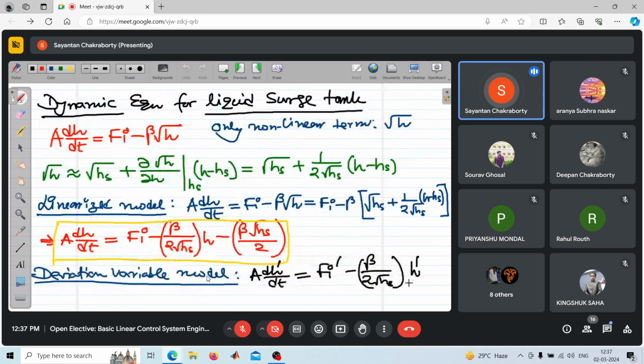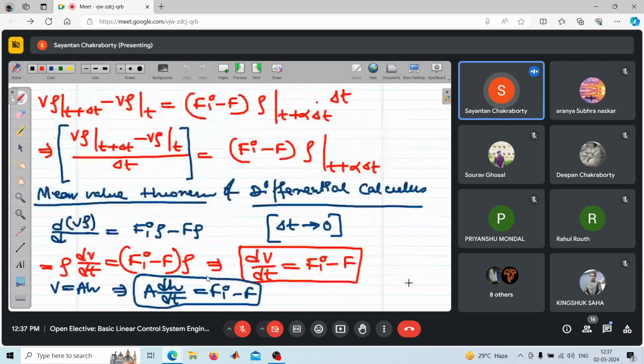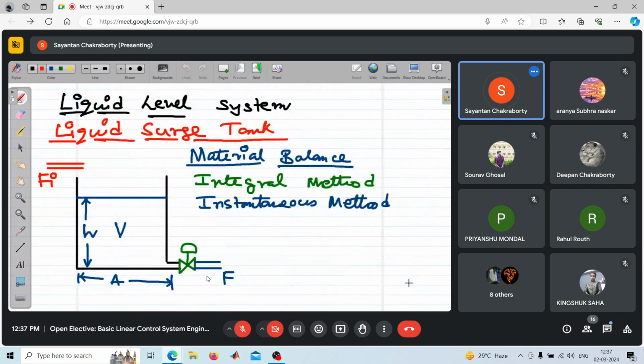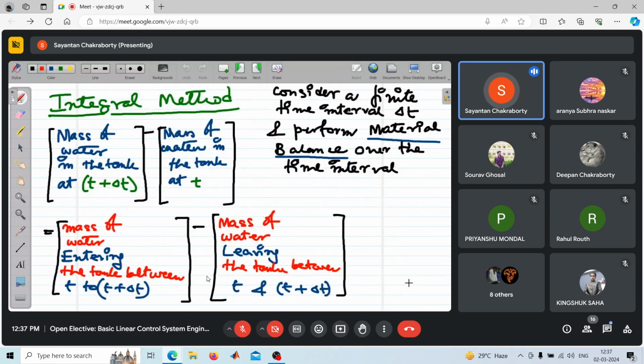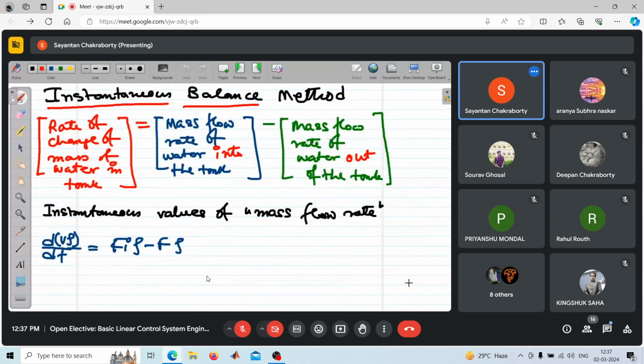Look, we started the liquid surge tank problem, which at first go seemed a very basic thing, nothing at all. Then we found out by the integral method or instantaneous method that the dynamic equation is A dS dt is equal to Fi minus F. Same thing, now you can write it in simplified form: since rho is constant, dv dt is equal to Fi minus F.